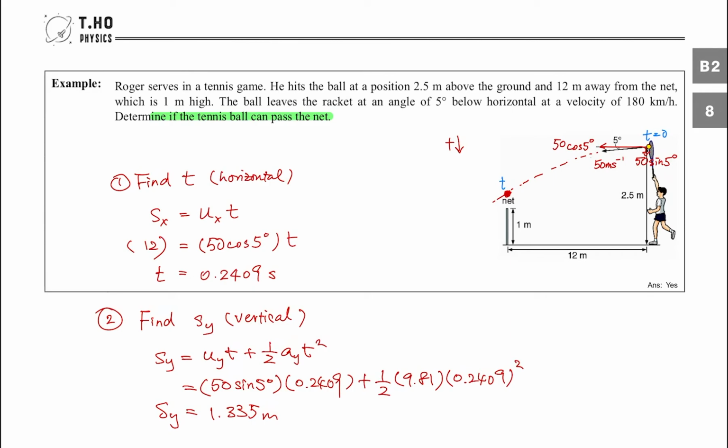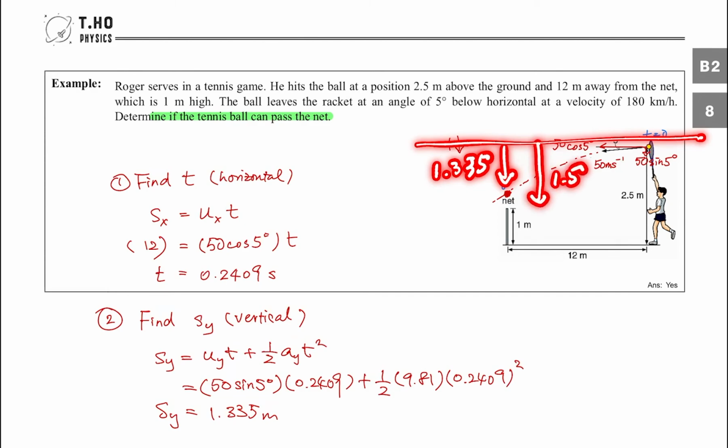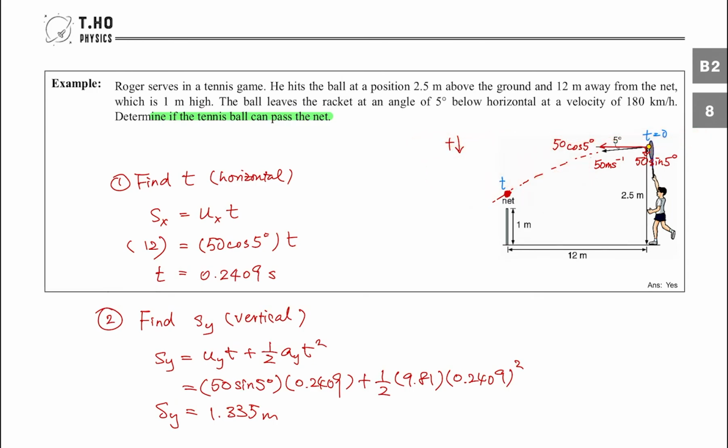So that means within this time period, the ball has fallen 1.335 meters, which is less than 1.5. The ball has to fall 1.5 meters before reaching the net, but it has only fallen 1.335 meters. So therefore, the conclusion is the tennis ball can pass the net.